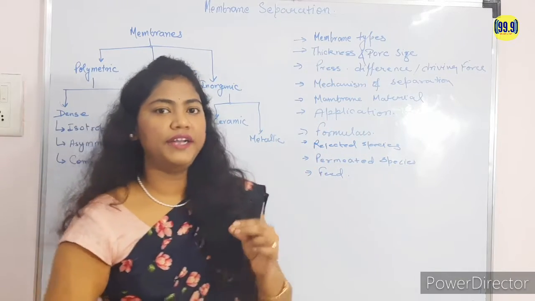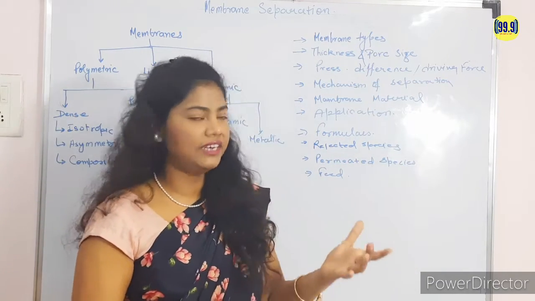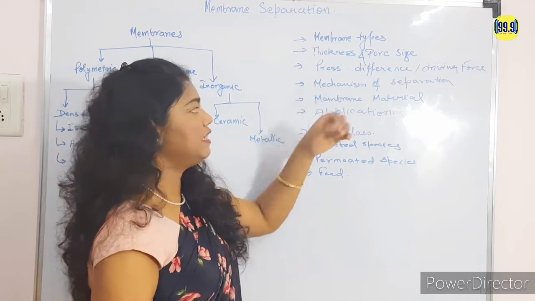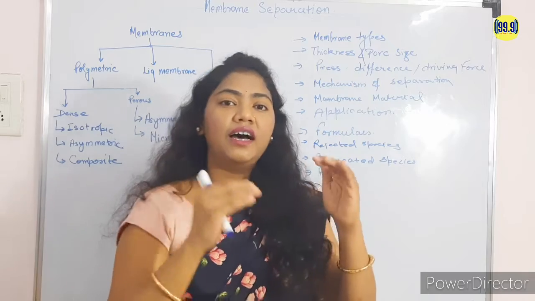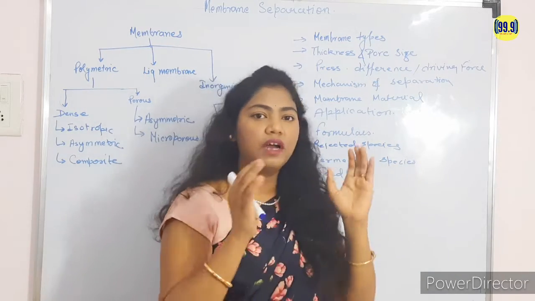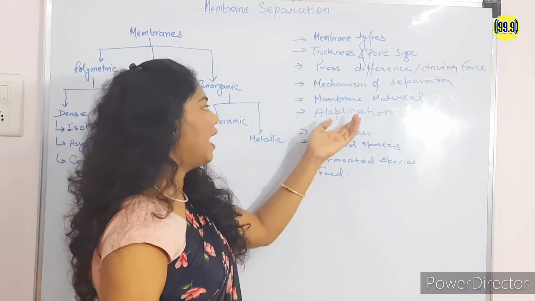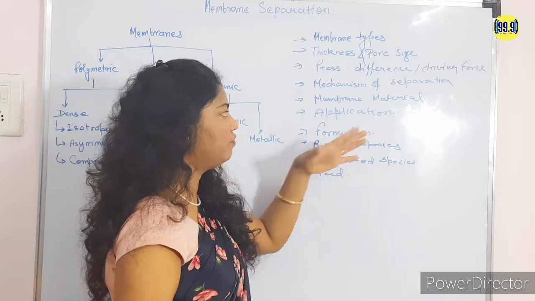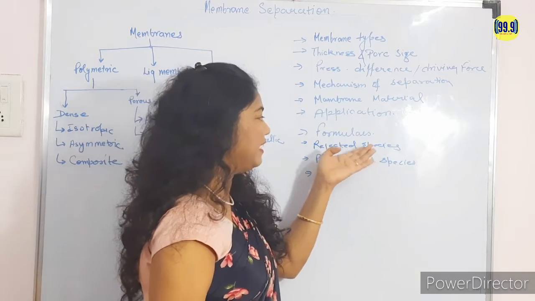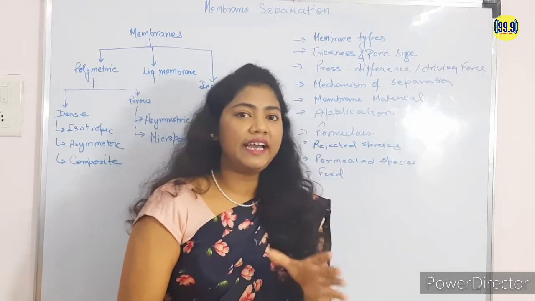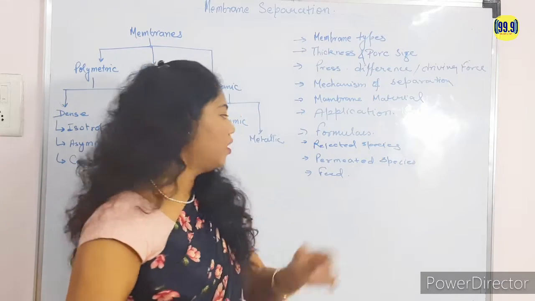And then another point you should know about the membrane is the driving force. It may be a pressure driving force or it may be a concentration driving force. Okay, another point, the fourth one, is the mechanism of separation. Which type of mechanism a membrane is using to separate the impurity from the feed. Okay, the fifth one is the membrane material, that is, which type of membrane material is used. And the sixth one is the application of that membrane, the formula used for calculating the flux of the solvent, and the rejected species, which type of rejected species take place, and permeated species, what type of permeated species permeate through it, or the feed.